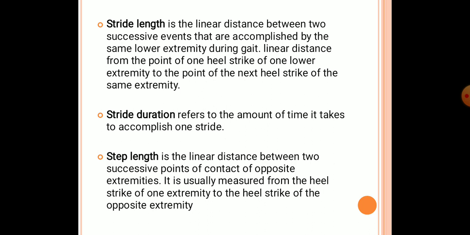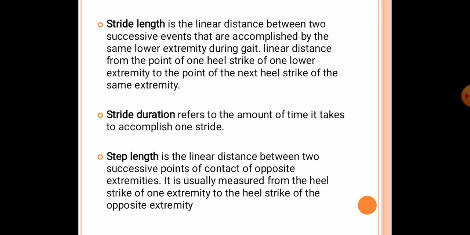And next one is step length. It's the linear distance between two successive points of contact of opposite extremities, and it is usually measured from the heel strike of one extremity to the heel strike of the opposite extremity. In stride length we discussed the distance between the heel strike of one extremity to the heel strike of that same extremity in a successive gait cycle. So that is known as stride length.